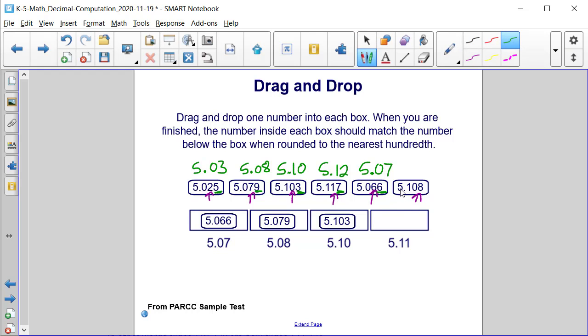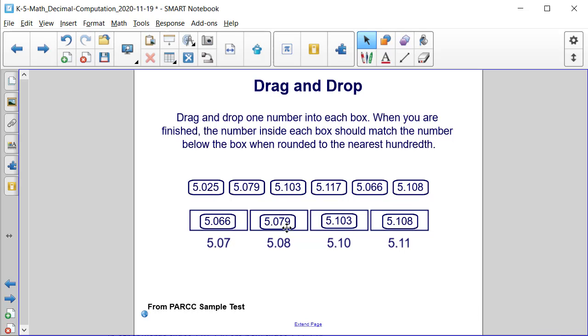Now our last number that we could possibly move, we are rounding to the nearest hundredths place. So let's look at the 8 in the thousandths place. Does the 8 round the 0 up to a 1? Yes, it does. So we have 5 and 11 hundredths is how this number would round to the nearest hundredths place. And that is the last number that we have there. So here's our solution.